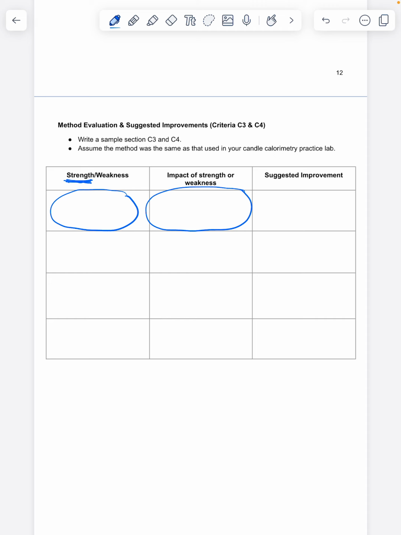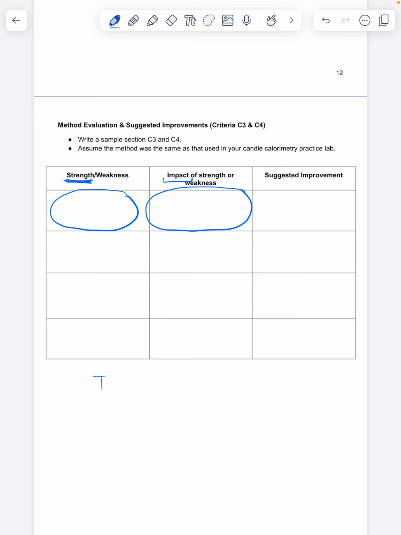Is it based on an observation? Try to explain it theoretically. What do you think is happening, and how is it affecting your data? So if you had a lot of inaccuracy, you should be trying to explain why you have that inaccuracy. If you have big error bars, big uncertainty, a big range of values, you should try to suggest what happened in your method that allowed for such variation in your data.